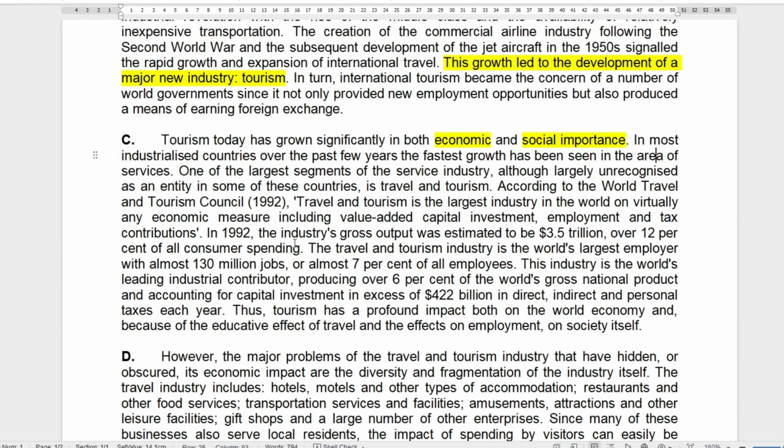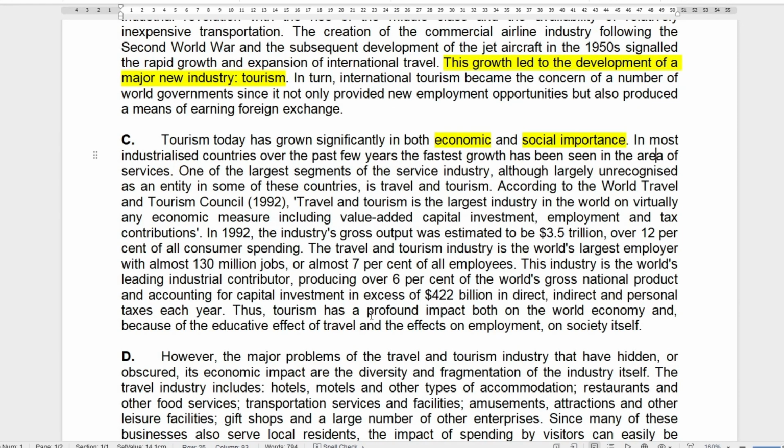In 1992, the industry's gross output was estimated to be $3.5 trillion, over 12% of all consumer spending. The travel and tourism industry is the world's largest employer with almost 130 million jobs, or almost 7% of all employees. This industry is the world's leading industrial contributor, producing over 6% of the world's gross national product and accounting for capital investment in excess of $422 billion in direct, indirect, and personal taxes each year.